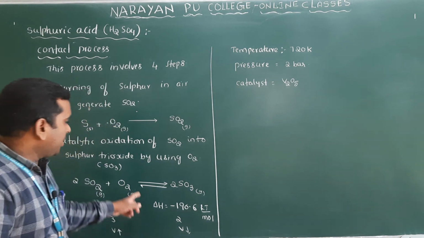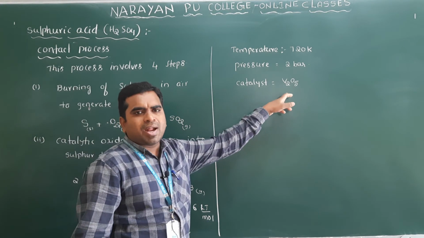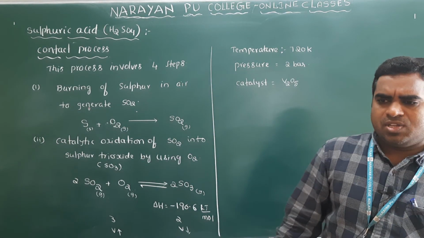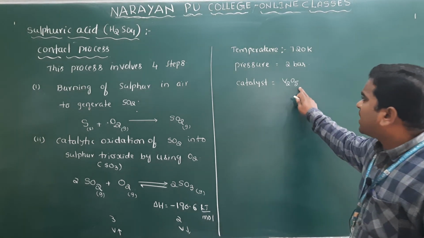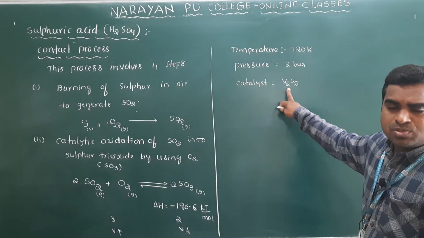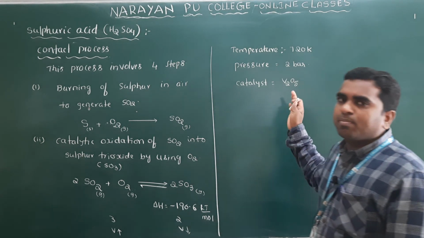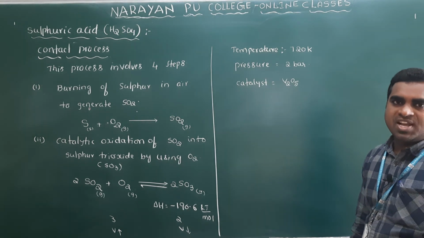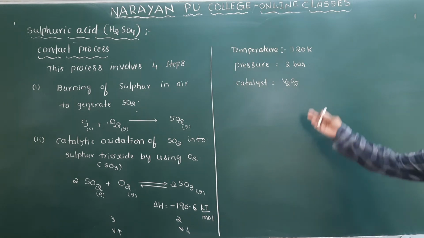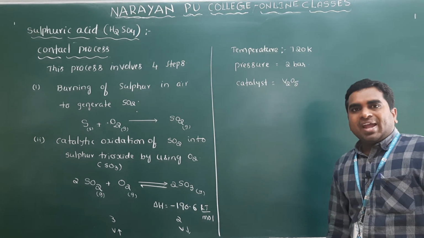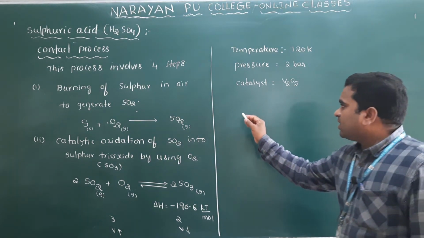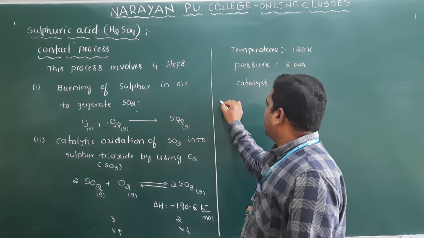Clear ma? Sometimes platinum can also be used, but platinum is costlier. Vanadium pentoxide is very cheap, and platinum is easily poisoned by impurities compared to V2O5. So platinum can be used, but it is somewhat costly and easily gets poisoned by the impurities. That's why we will not use platinum here; V2O5 is cheap and not easily attacked by impurities, not poisoned, you can say. So that's why. And next one is step 3, the third step.